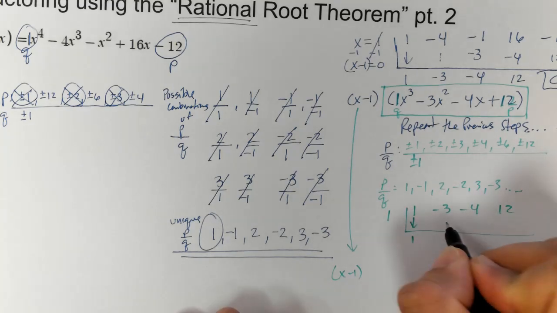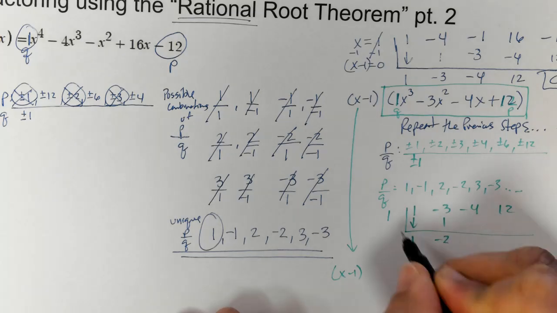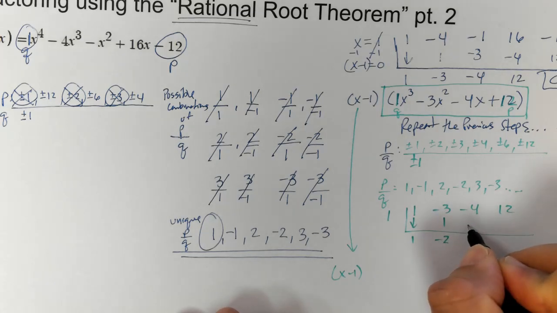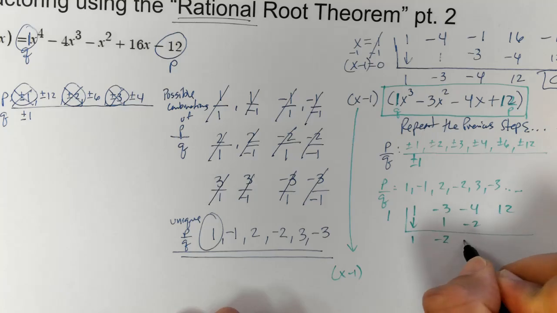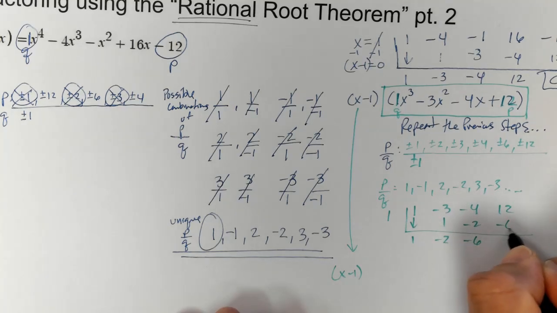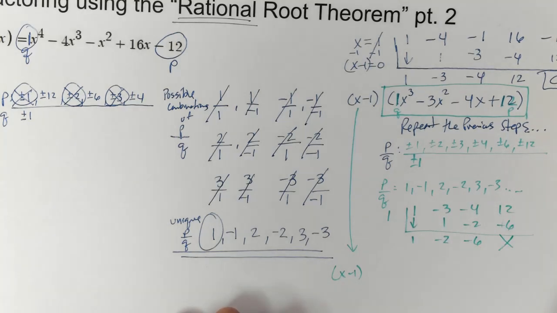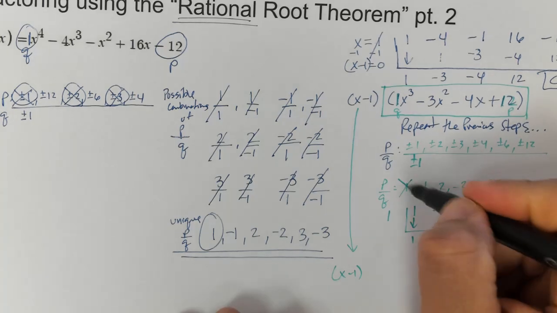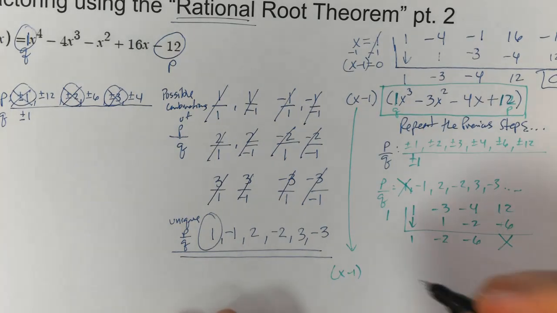Let's bring down. 1 times 1 is 1. When I add those, I get negative 2. 1 times negative 2 is negative 2. When I add these, I get negative 6. 1 times negative 6 is negative 6. This does not add to 0. So 1 is not an x-intercept. Let's try negative 1.